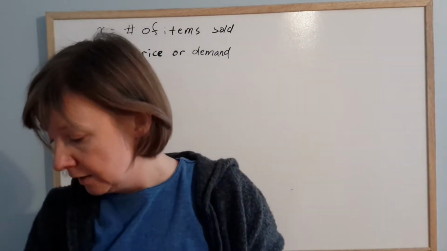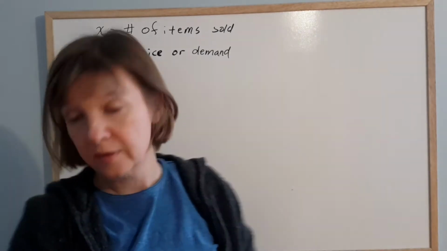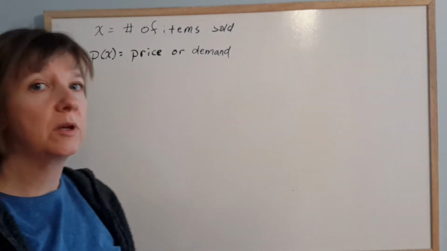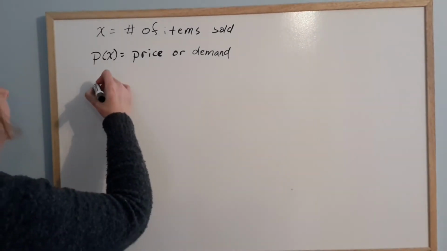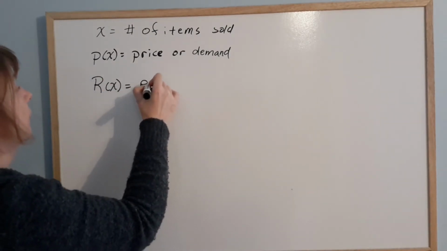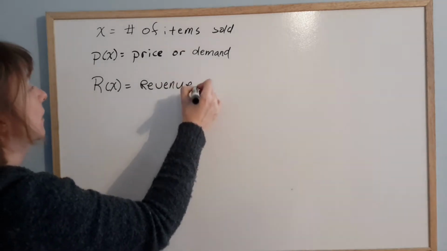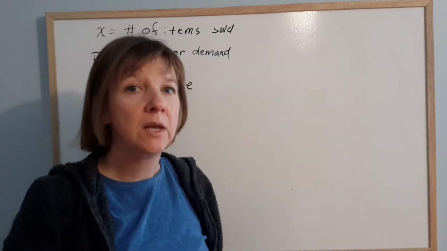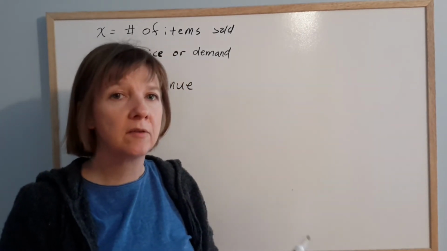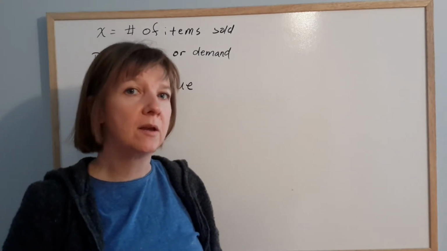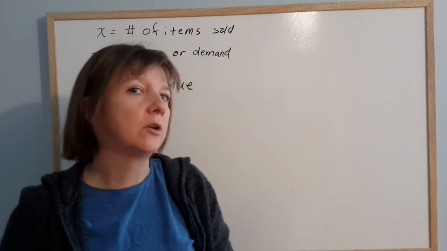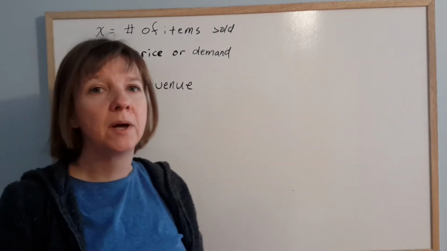So price. By the way, you don't have to come up with that formula. Whatever that is, it will be given to you. Another one is R of X, which stands for revenue. Revenue is the amount of money that's coming in. It's not your profit. Profit is different. Profit is the amount of money coming in after you've paid all your bills out of that. That's the money you get to keep and put in your pocket. Revenue is just the money coming in.